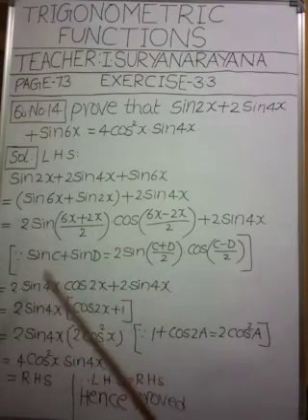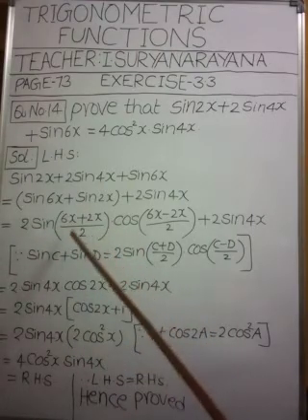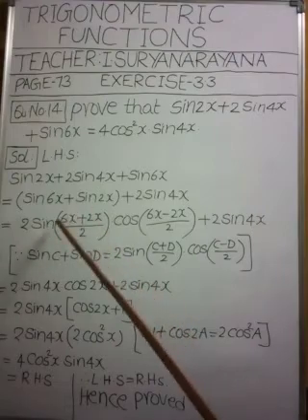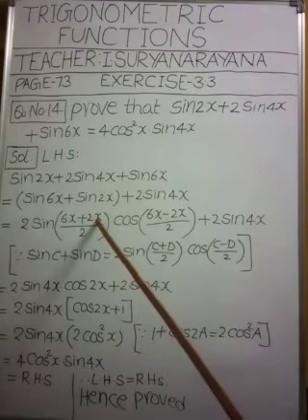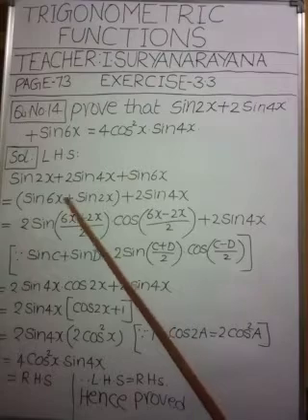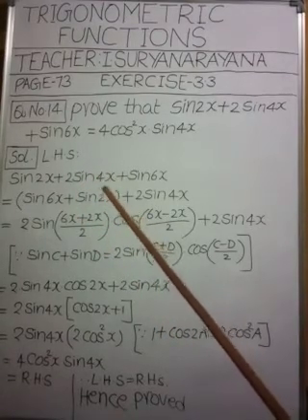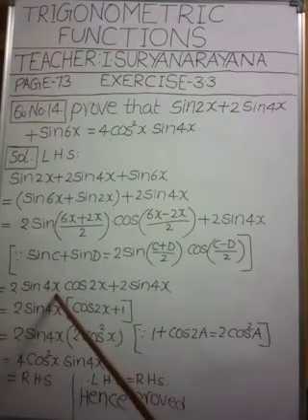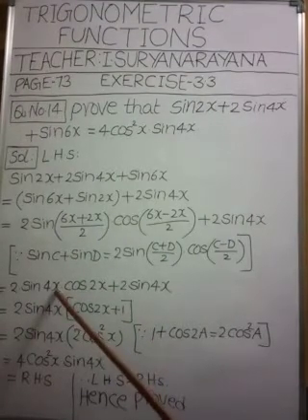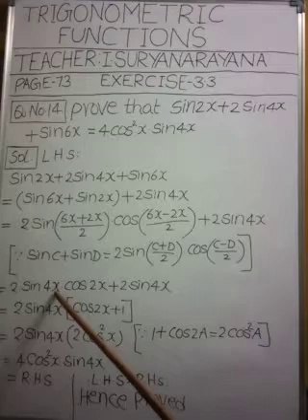2 sine, in these brackets, what will you get after simplification? 6x plus 2x. What will you get? 8x. 8x by 2. What will you get after simplification? 2 ones are 2, 4 twos are 8. So 4x. I wrote that one directly. Understood this 4x, my dear children?